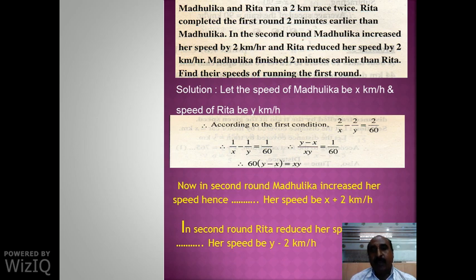Now, in the second round, Madhulika increased her speed. Hence, her speed now is x plus 2 km per hour. And in the second round, Rita reduced her speed. Now, her speed becomes y minus 2 kilometer per hour. According to the second condition, 2 divided by y minus 2 minus 2 divided by x plus 2 is equal to 2 by 60.